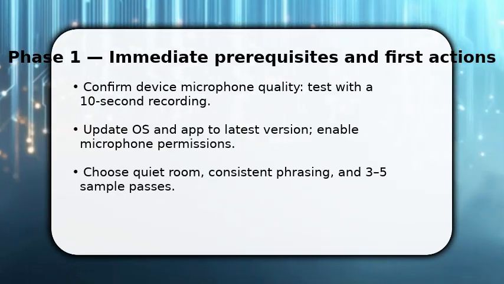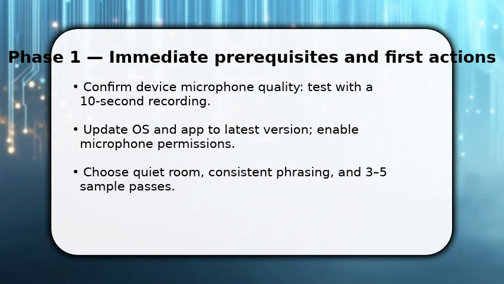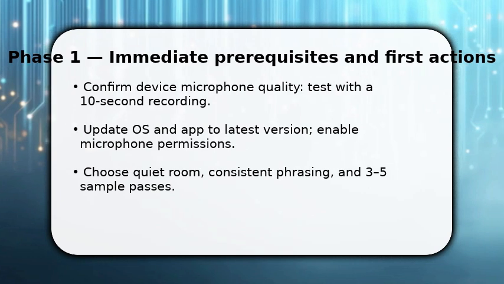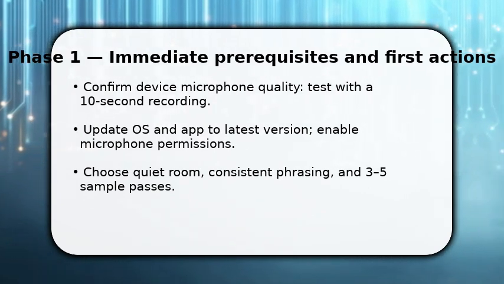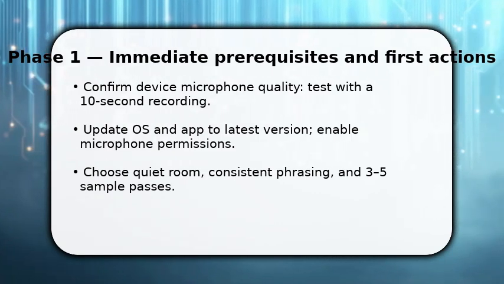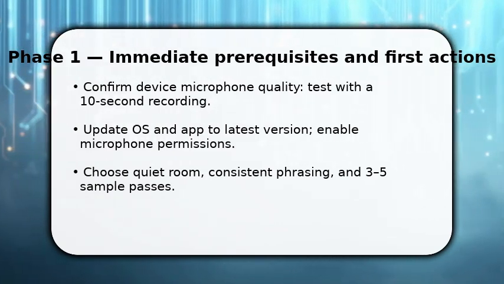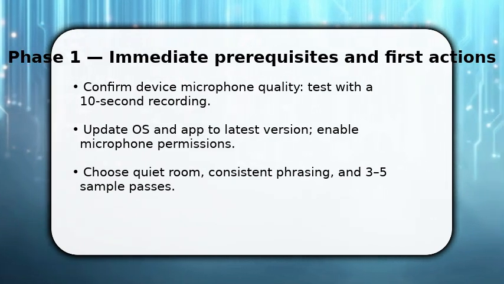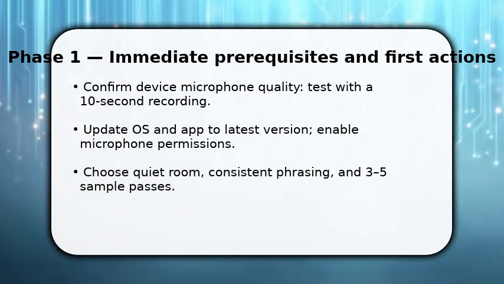You start by preparing the environment and device. This matters. Once you have a quiet room, open the voice password enrollment screen and allow microphone access. Speak the required phrase exactly as prompted, 3 to 5 times, so the system captures variability. Make sure you hold the device steady, keep consistent volume, and avoid coughs or background noise.